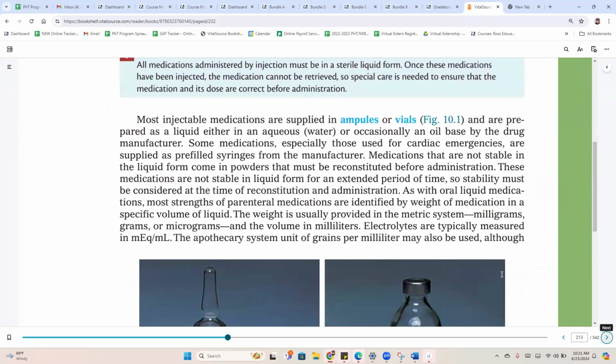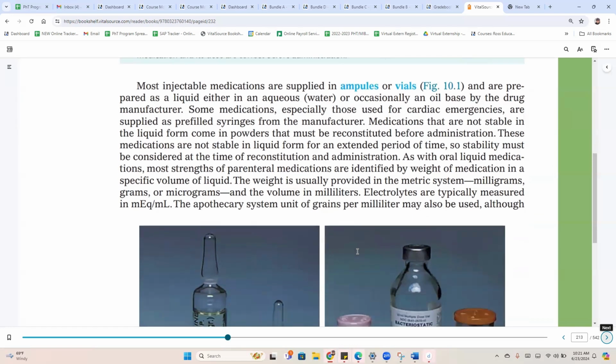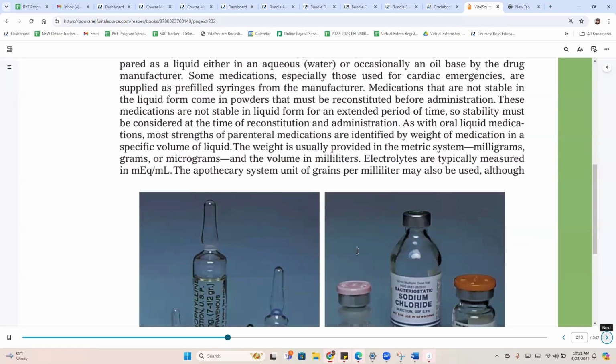Most injectable medications are supplied in ampules or vials and are prepared as a liquid, either in an aqueous water or occasionally in oil base by the drug manufacturer. Some medications, especially those used for cardiac emergencies, are supplied as pre-filled syringes from the manufacturer. Medications that are not stable in the liquid form come in powders that must be reconstituted before administration. These medications are not stable in liquid form for an extended period of time, so stability must be considered at the time of reconstitution and administration.